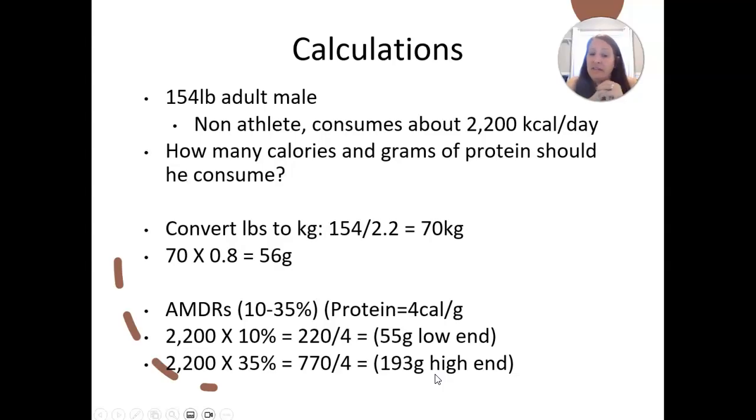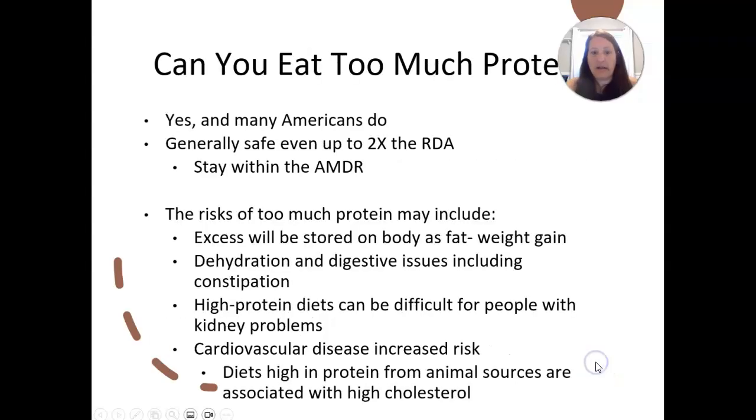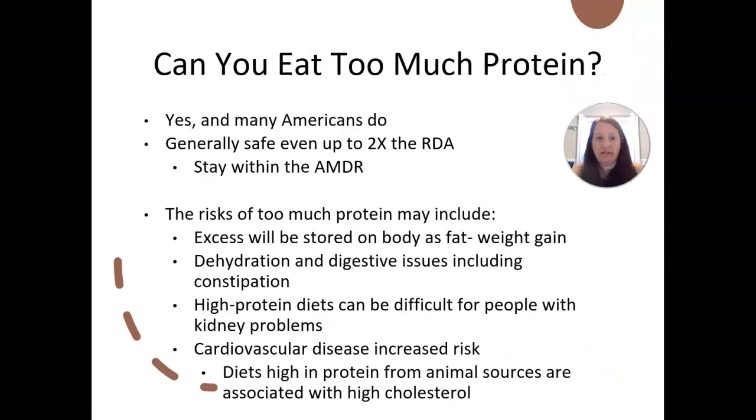Again, the RDA says 56 grams, which is at the low end. Could he consume more protein? Sure, he just doesn't want to exceed 193 grams. So it's a range. And again, we should think about activity level. It says here he's a non-athlete. So if he's not strength training, he's probably not building muscle, and therefore doesn't need more protein. Let's go to the next slide, which kind of leads into this.